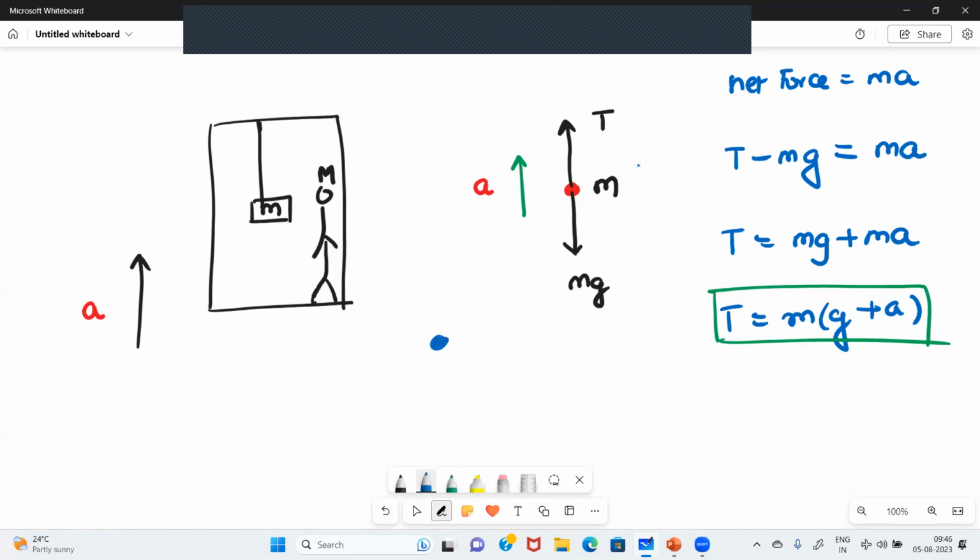Let's say the mass of the man is capital M. Now, can you tell me what are the forces acting on the man? Very good. Normal reaction is acting in the upward direction and Mg is acting downwards. Perfect. And is he moving down or up? Up. The lift is moving with an acceleration a. So resultant acceleration is a in the upward direction. Now, what is Newton's law?